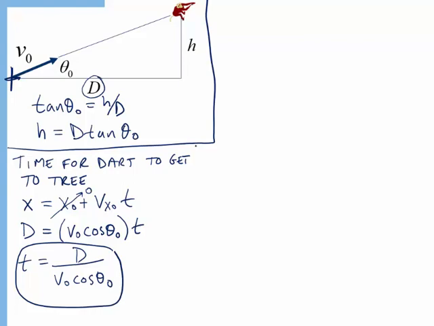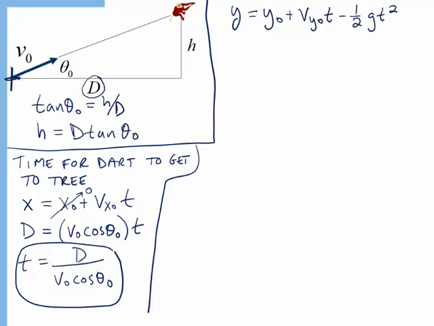And now all we need to do is figure out how high is the monkey at that time and how high is the dart at that time. The equation that we're going to want to use to do that is y is equal to y naught plus vy naught t minus 1/2 gt squared. So that in general is our kinematic equation for the height of an object in projectile motion. We're going to apply that two different ways.